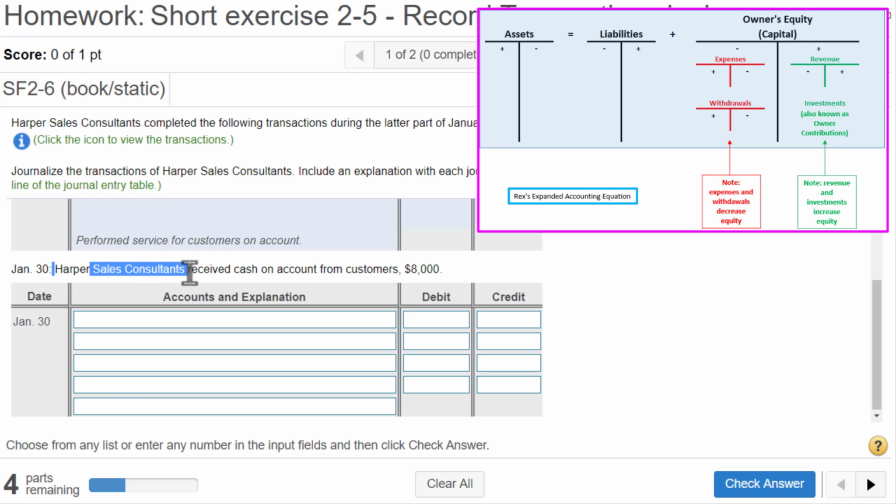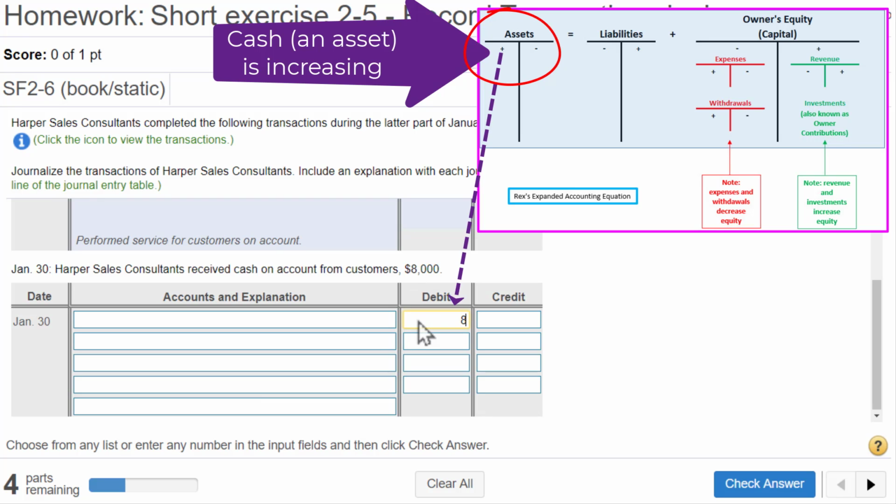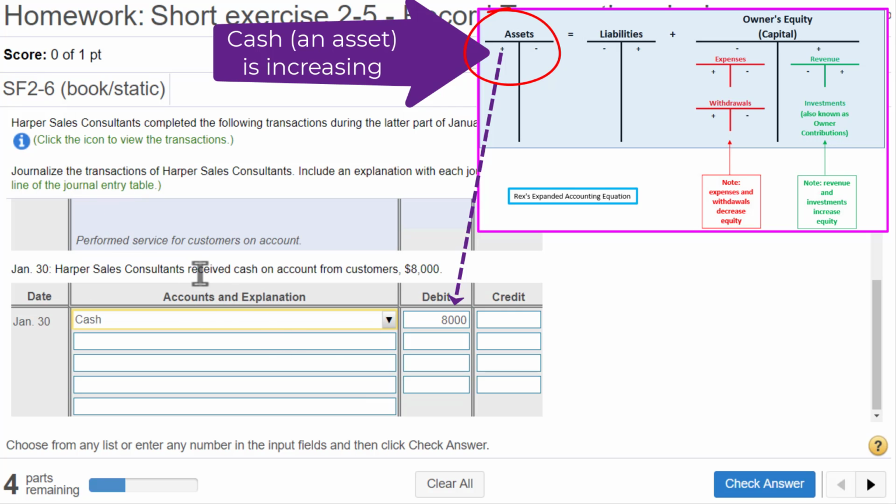All right, next transaction, January 30th. Harper Sales Consultants, that's us, received cash on account from customers. So we received cash, cha-ching. Cash is what type of an account? It's an asset. And if assets are increasing, that's a debit. So I'm going to record $8,000 for cash as a debit. Remember, the cash is just a checking account.